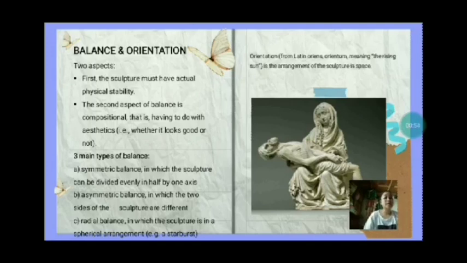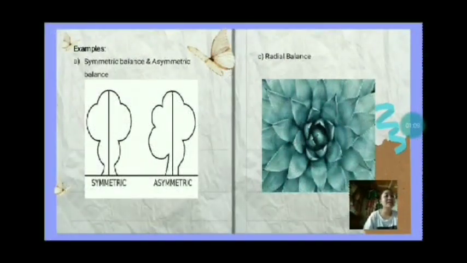So, three main types of balance. So, natay tulo ka mean of balance. So, first is symmetric balance and asymmetric balance and radial balance. So, this is an example of symmetric balance.